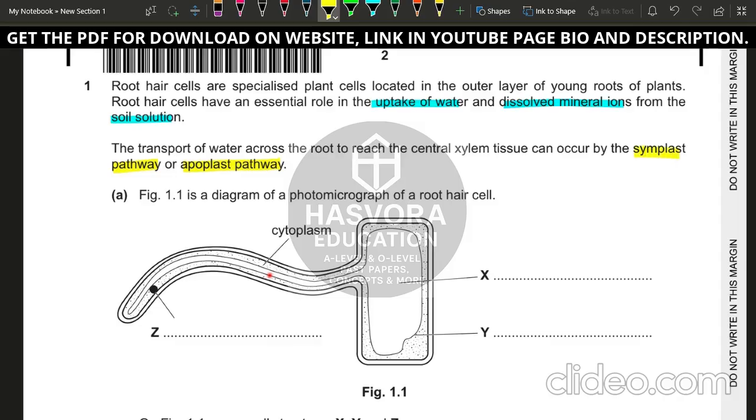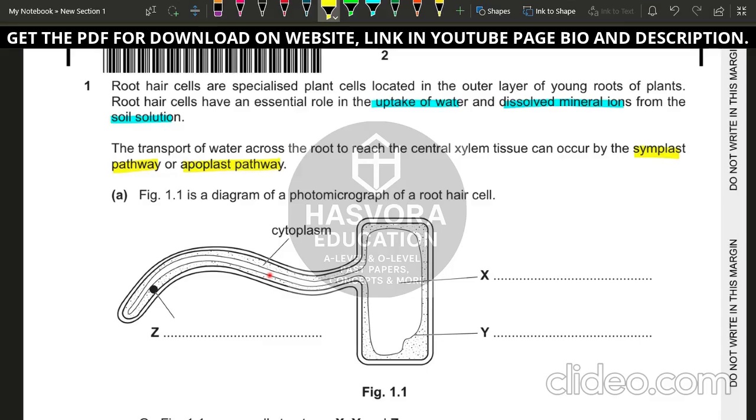The symplast pathway actually involves your cell surface membranes, and the apoplast pathway does not involve your cell surface membrane. It involves your intercellular spaces and your cell walls. Okay, so Figure 1.1 is a diagram of a photomicrograph of a root hair cell. So you just have to label these cell structures.